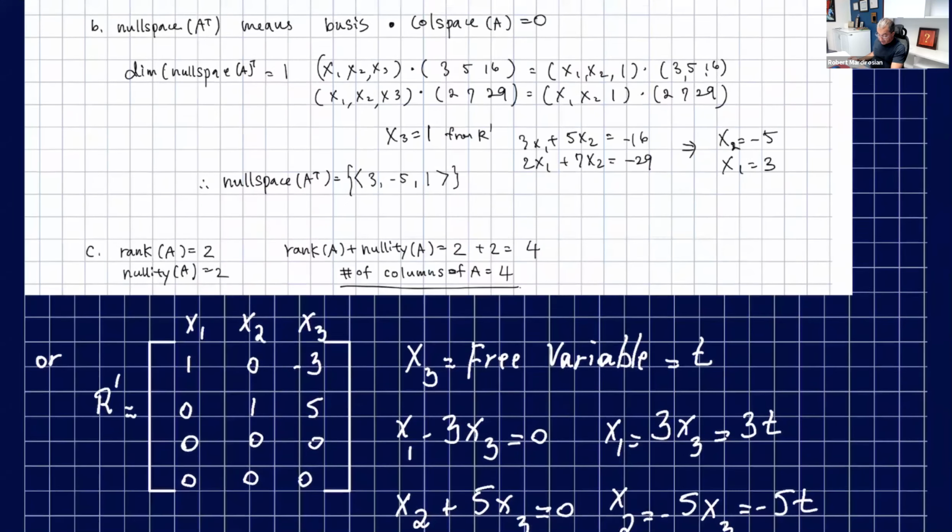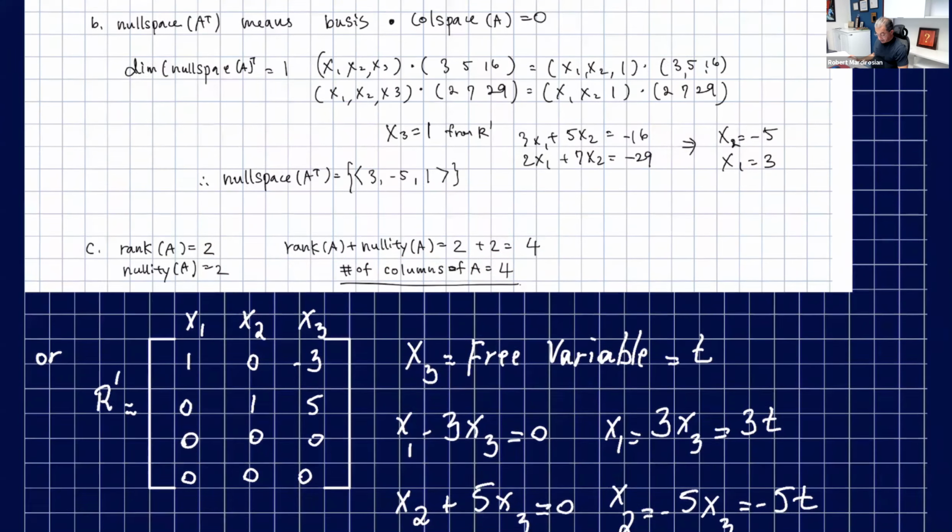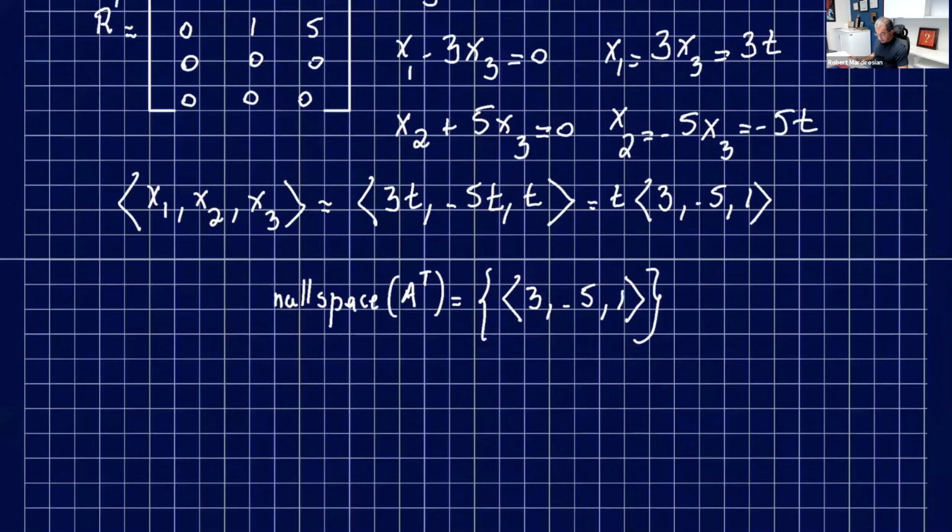Now the rank of A is the dimension of the column space or the row space, which is 2. They each have 2 vectors. The nullity of A also has 2 vectors. The rank of A plus the nullity of A is 2 plus 2, which is 4, and the number of columns of A is also 4. Please watch that lecture also on matrix spaces, and this is going to make a lot of sense.